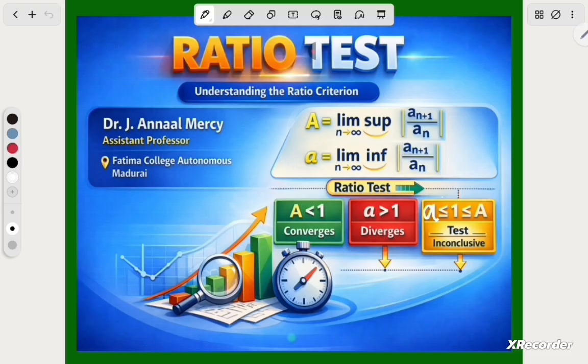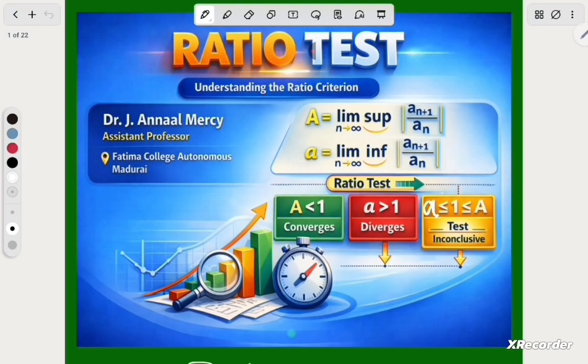I am going to explain the ratio test, which comes under the topic series of real numbers. In this video, you will learn what the ratio test is and how it applies to check whether a series converges or diverges. To check the nature of the series, we are going to use the ratio test. So the statement of the ratio test is given.